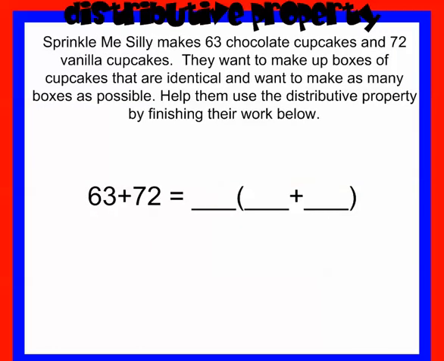Now this time, Sprinkle Me Silly makes 63 chocolate cupcakes and 72 vanilla cupcakes, and again, they want to make up identical boxes and want to have as many boxes as possible. So again, that's a GCF situation. If I look at 63 and 72, I know I have a greatest common factor of 9.